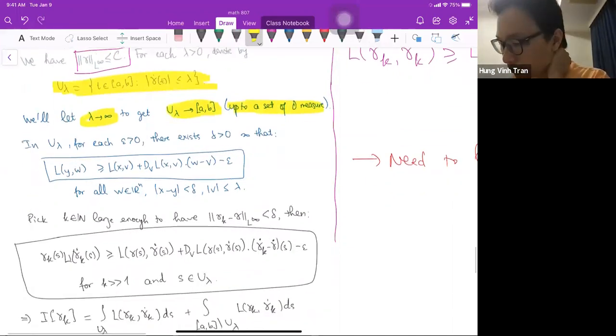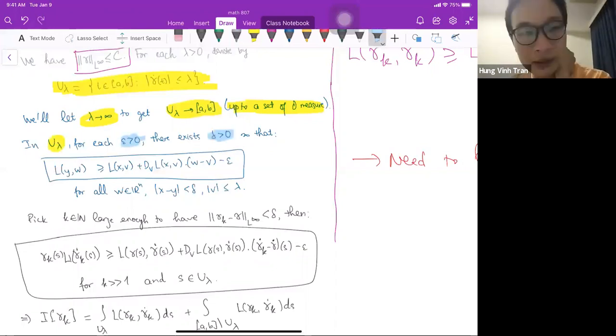So in u lambda, I'm only considering u lambda here. If you fix an epsilon, then there is a delta so that this holds. This is exactly just our earlier lemma, for all w in Rn, for x minus y less than delta, and for v less than lambda. What is this v less than lambda?